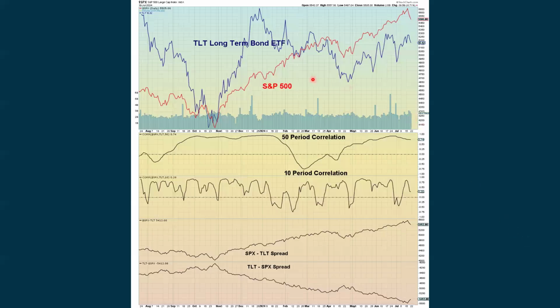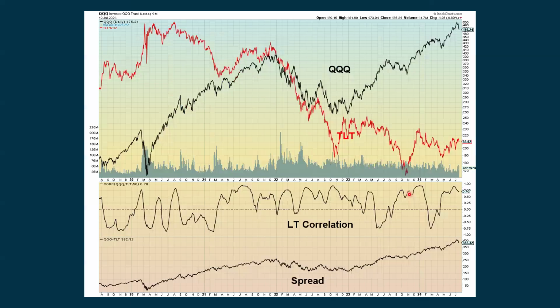Then we look at the TLT, which is the long-term bond ETF, and compare it with the S&P 500. Their long-term correlation is still fairly strong. So bonds based on price and stocks based on price are moving more in the same direction at the same time. We're seeing that dropping off a little bit more in the short term. And then we look at the QQQs with the TLT, kind of the same thing here, where their long-term correlation is still fairly strong, even though it's been showing some weakness.